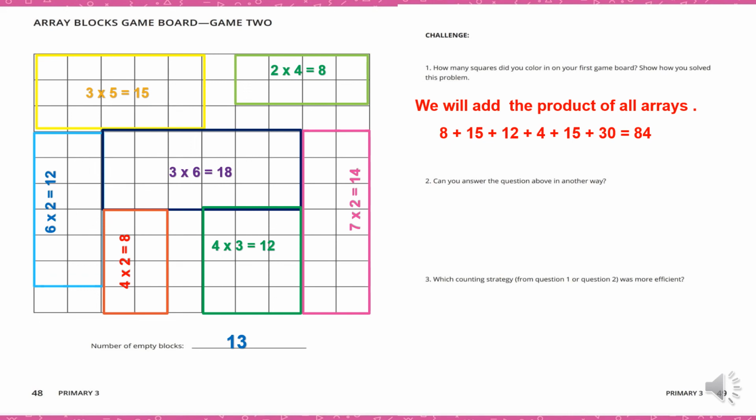Number 2, can you answer the question above in another way? Can you find the total of all arrays without adding? Sure, by counting. Number 3, which counting strategy from question 1 or 2 was more efficient? Which strategy do you prefer? Do you prefer adding the product of all arrays, or counting?